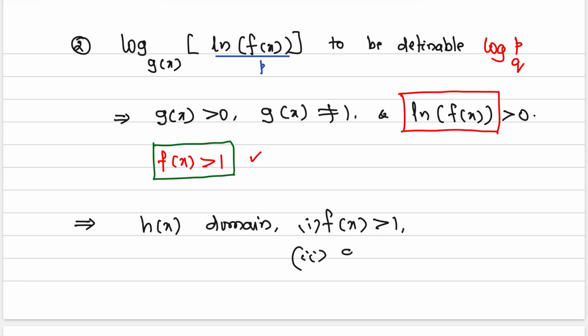Second, gx should be greater than 0. Third, gx should not be equal to 1.